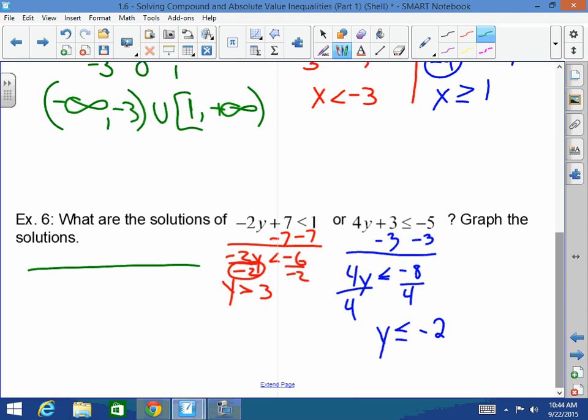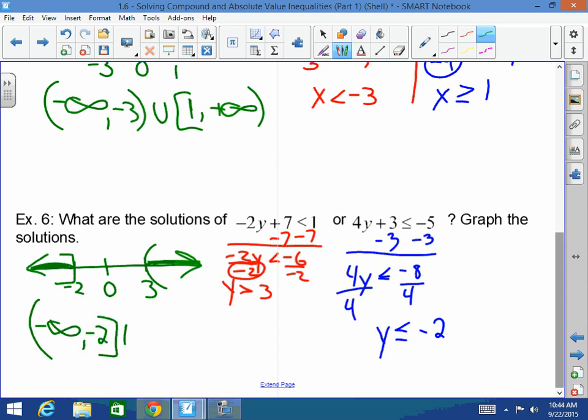Now let's graph it. I got 0, and I've got negative 2, and I've got my 3. Y is greater than 3, and y is less than or equal to negative 2. So my solution here would be negative infinity to negative 2 in union with 3 to positive infinity. Does that make sense, gentlemen?